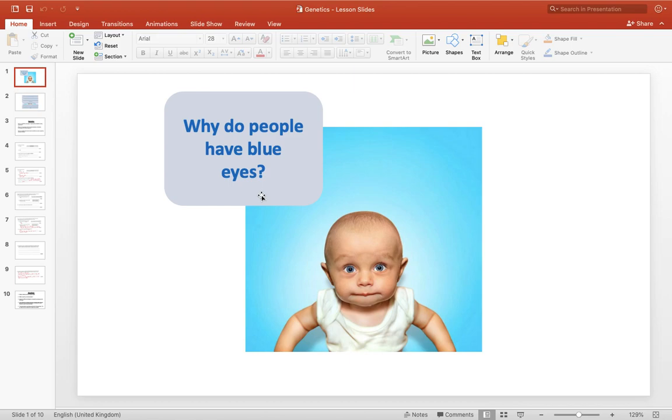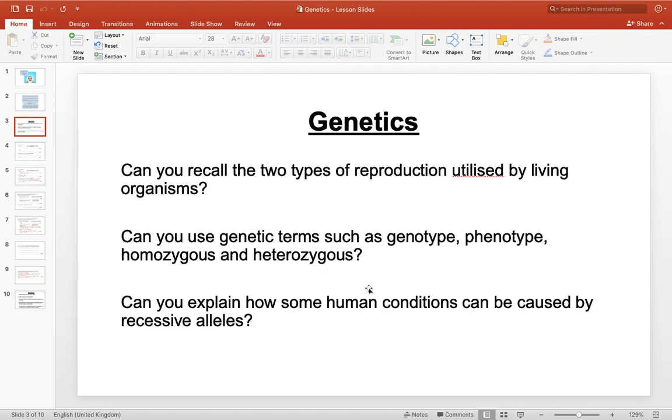So every trait or characteristic that we have, if it's a form of genetic variation, we inherit from our parents in things known as alleles. Alleles come as two different types, both dominant and recessive. In order to have blue eyes, you need to inherit a recessive allele from both parents, which will give you blue eyes. So today's title is Genetics.